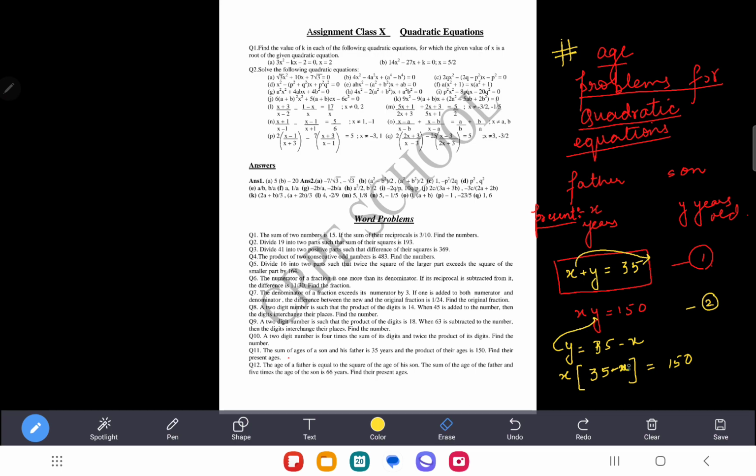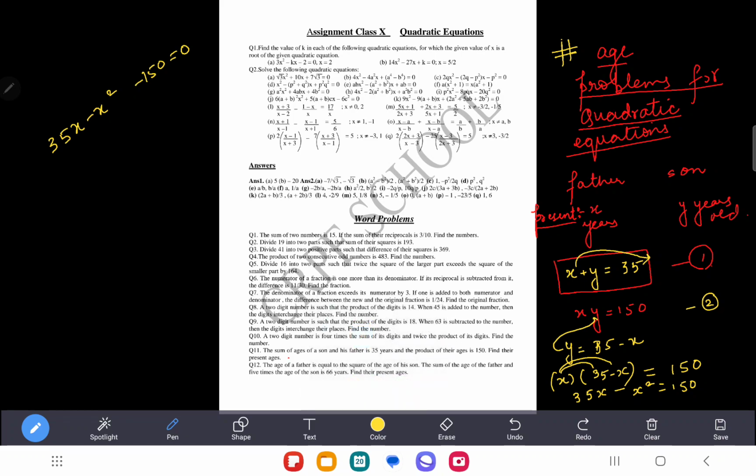Do you understand what I'm doing? So it is going to be x into 35 minus x equals to 150. Are you understanding? Yes. That is the concept. So could you just multiply x times 35? So that is going to become 35x minus x times x, which shall become x square, and that shall become 150. Yes or no? So what do you think we have right here? We have 35x minus x square minus 150 equals to 0.